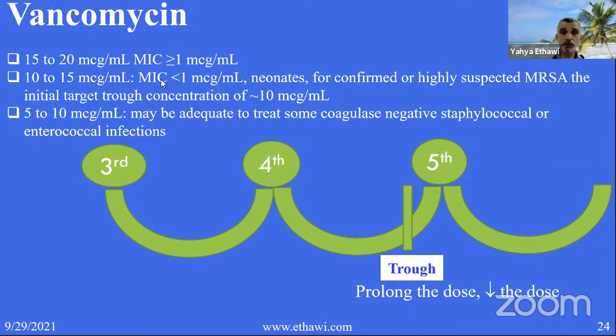Because of the minimal inhibitory concentration in neonates, we usually target a level of about 10, 11, 12 mic per mil. If you have coagulase negative staphylococci or enterococci, a level of 5 to 10 mic per mil may be enough. If the level is high, or if you have renal problems, you can prolong the interval, stretch it out, or decrease the dose by 20%. If the level is low, you can increase the dose by 10% or 20%, depending on the situation.